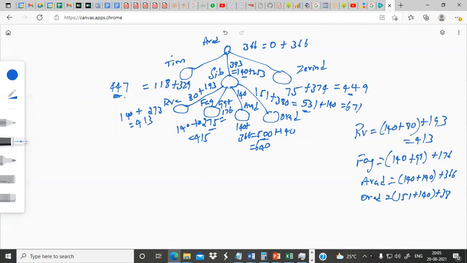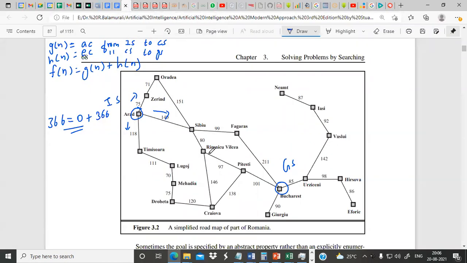But again, you have to see which is the smallest one out of all the unexplored nodes. This is 414, this is 447, this is 413, 415, 640, and this is 449. Out of all the unexplored nodes, if you see, Rumnicu Vilcea is the cheapest cost path. So we should further explore this one. What are the nodes you can reach from RV? From RV, you can go to Pitesti, you can go to Craiova, and you can go to CBU.